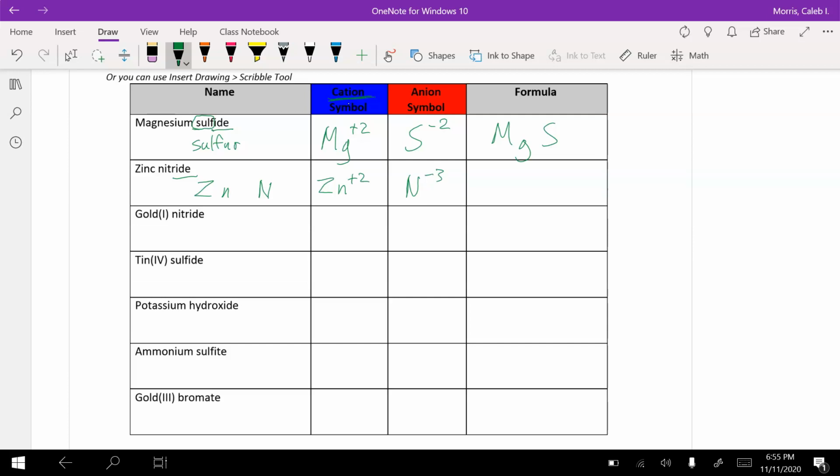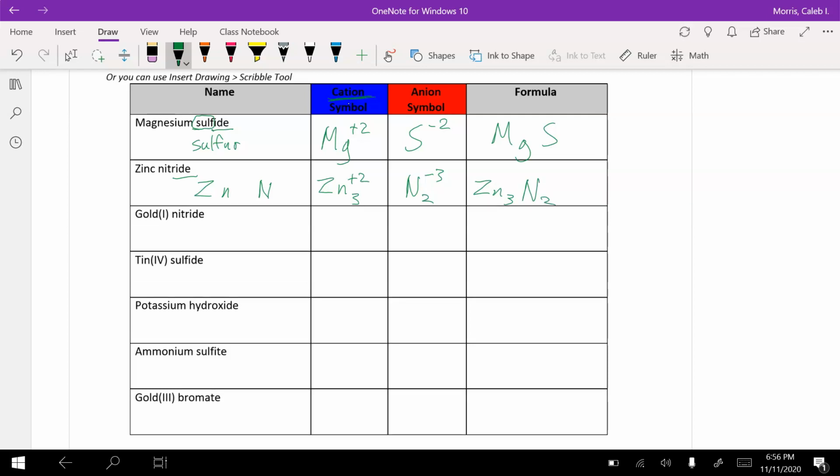Okay, let's crisscross. So move our 3 down here. Move our 2 over here. Can I reduce those? 3 and 2? There's no way to reduce 3 and 2, so we're just going to leave that alone and get rid of our charges. So it's going to be Zn3N2. Just don't forget to always check and make sure that it's reduced.